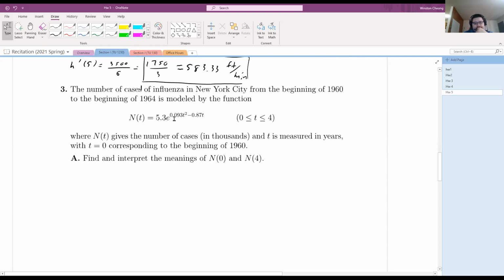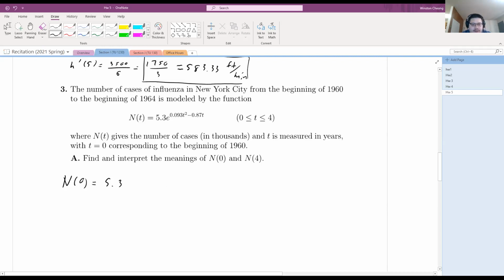For number 3, you definitely need to use a calculator because the decimal values are pretty bad. Find and interpret the meaning. That's like the stuff from the last problem set. You just plug 0 in. For 0, you can actually calculate the numerator by hand, because the exponential becomes e to the 0, which is 1.